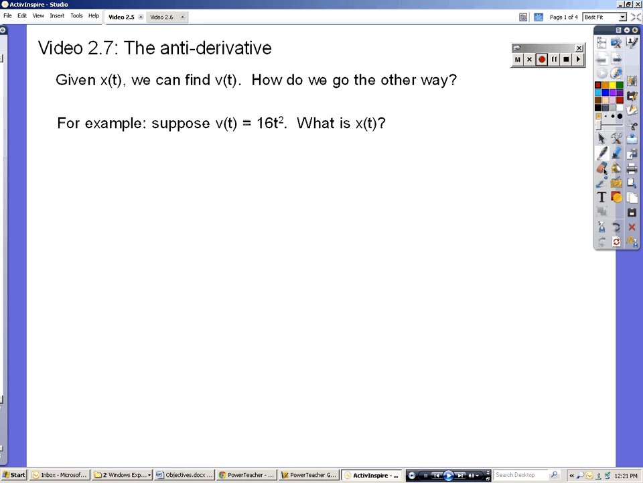So here's an example. Let's say v as a function of t is equal to 16t squared. Now we can tell from this, because it's got that t squared in there, that it's not constant acceleration, so we can't use the kinematic equations. And so what we've got to do is find a function, x of t, such that dx/dt equals 16t squared. So we've got to ask, what function has a derivative that is 16t squared?